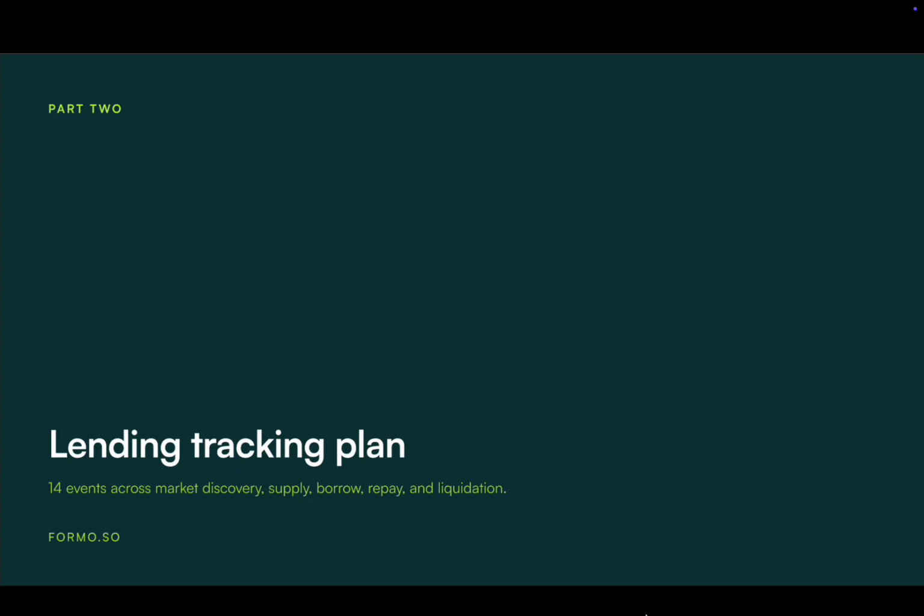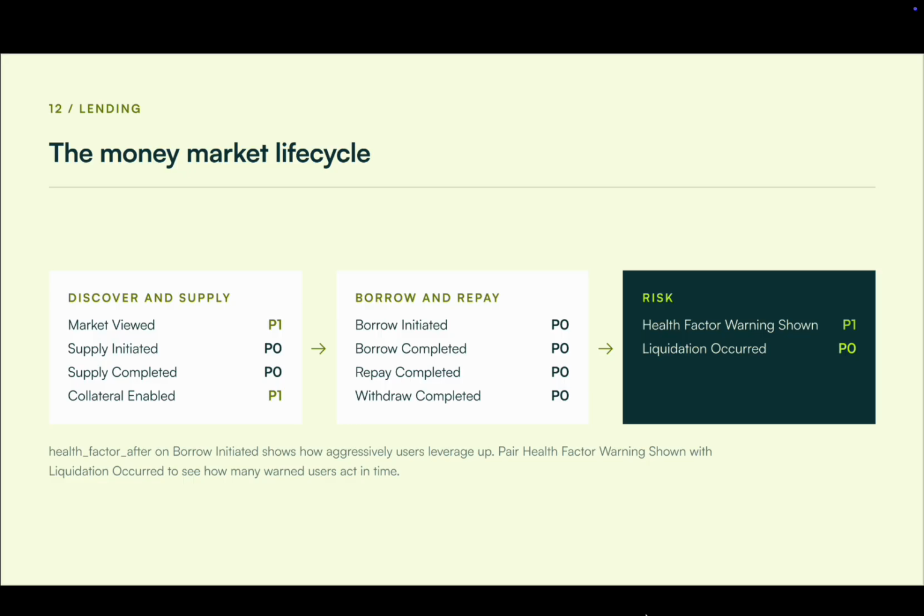The goal is to map the full money market lifecycle, what users discover, what they supply, what they borrow, how they repay, and what happens when positions become risky. The lending lifecycle has 3 main stages. First is discovery and supply. Market viewed, supply initiated, supply completed, and collateral enabled.